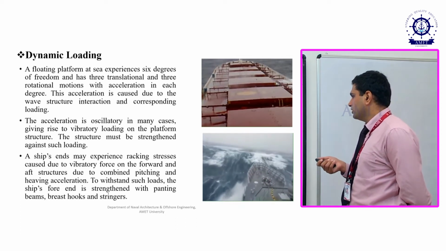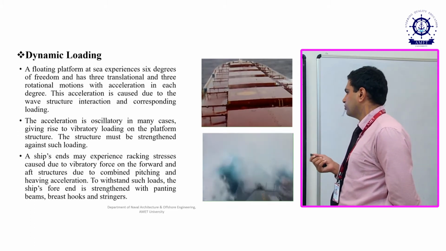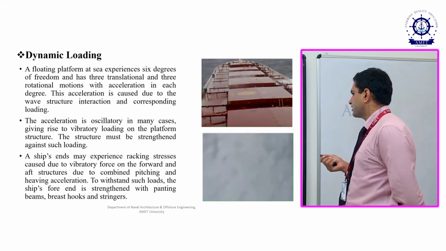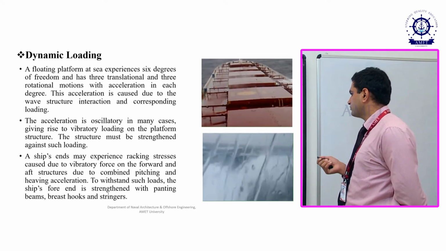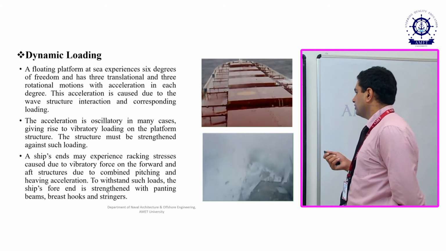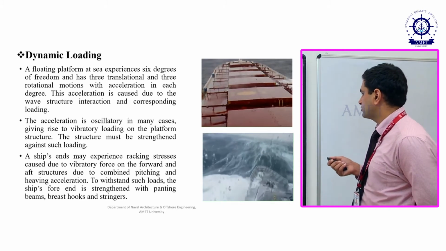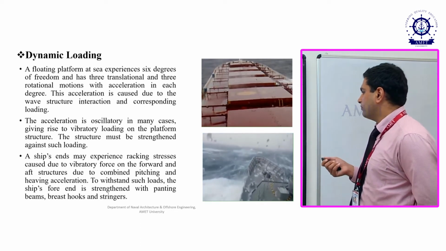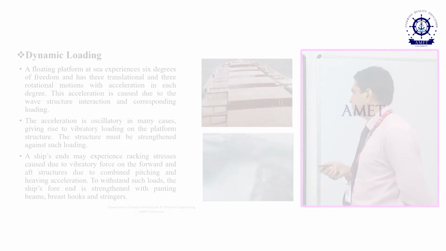The structure must be strengthened against such loading, and the ship's ends may be experiencing a racking stress because of it. These vibratory forces in forward and aft structures are due to the combined pitching and heaving acceleration. To withstand such loads, the ship's forward end is strengthened, and the forward and aft both are strengthened by giving panting beams, breasthooks and stringers.